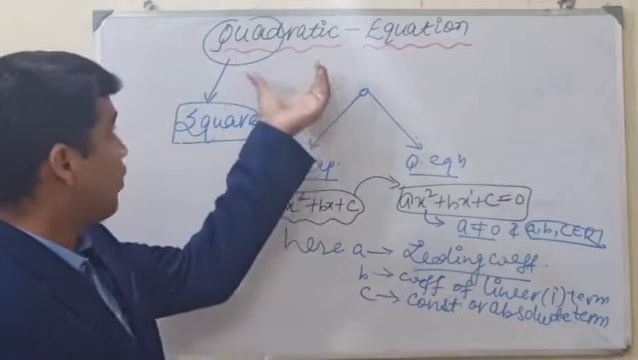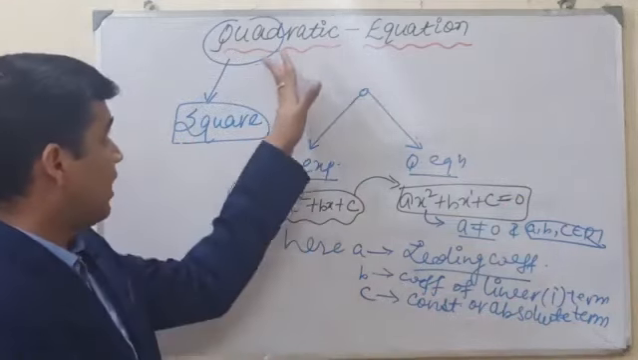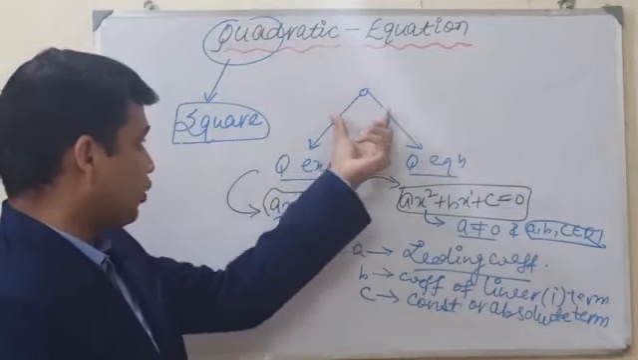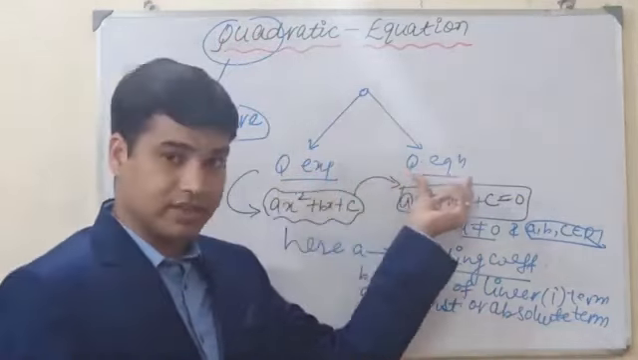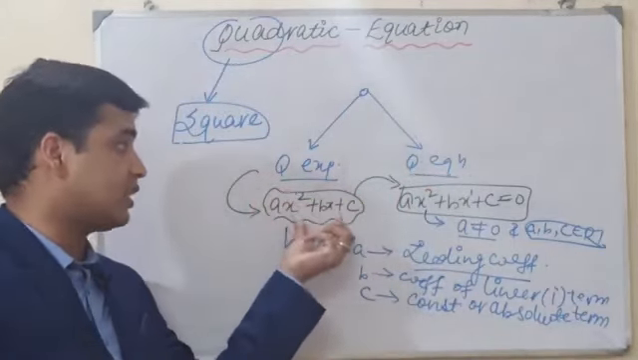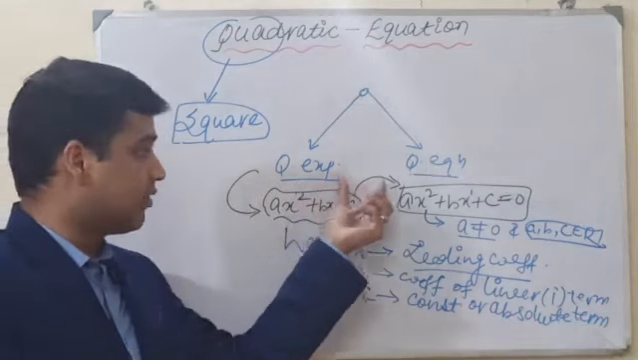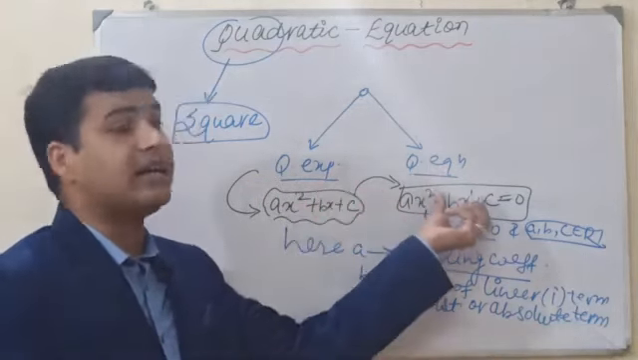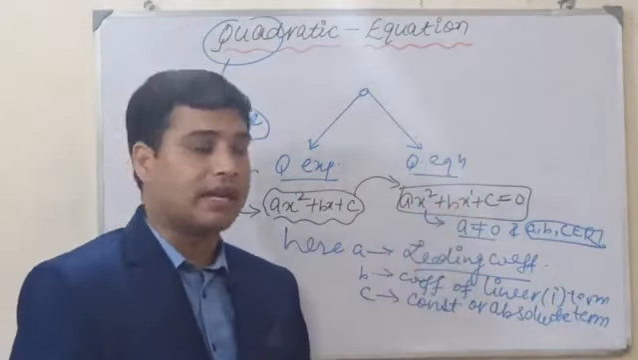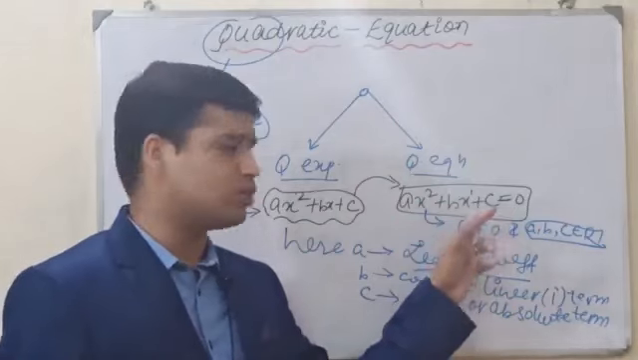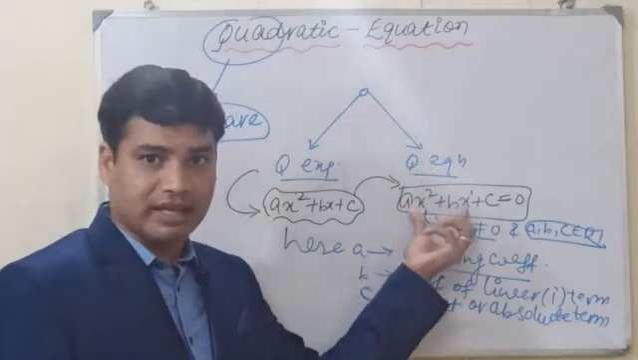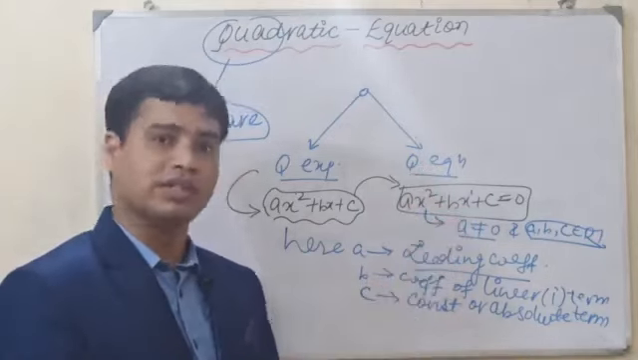So this is about quadratic equation. In quadratic equation, quad means a square, and there are two things: first expression, second equation. Any function like ax square plus bx plus c is called an expression, and if this expression is equated to 0, then it becomes a quadratic equation. Some conditions are there: a, b, c should be real numbers and a should not equal 0, because if you put 0, it will become linear. So for making it quadratic, it should not equal 0.